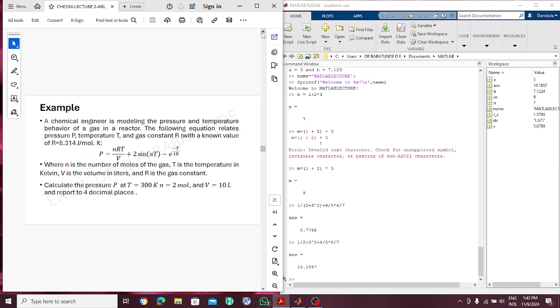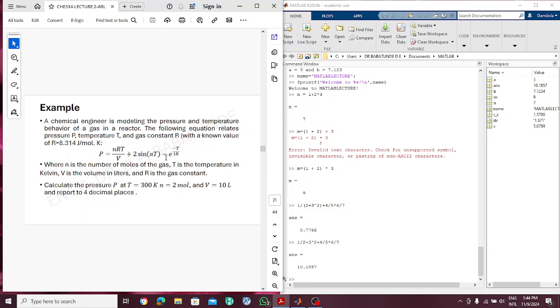nRT over V. So we know that n is multiplying R is multiplying T, and to say that there is multiplication, what we just need to introduce is the asterisk sign. Then for the over, we introduce the forward slash. The plus sign is still the same thing. So between 2 and sine, we introduce an asterisk sign. Then for the sine function itself, we open a parenthesis and we supply the values. The first value is a built-in constant pi, and how do we get that? We type pi multiplied by temperature, and in this case it's T. We have created the variable T.